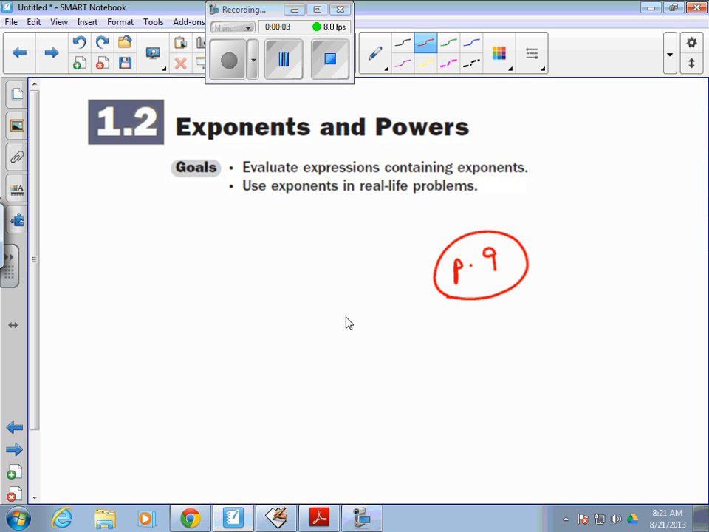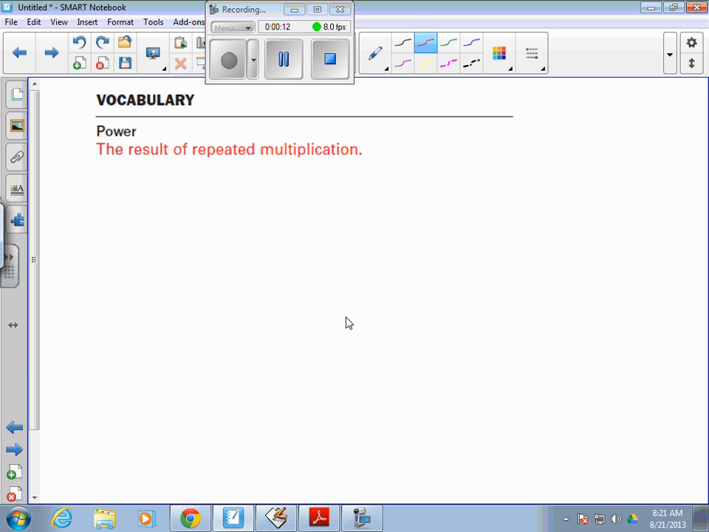Today we're looking at section 1.2, exponents and powers. A couple goals: we're evaluating expressions containing exponents, and we're using them in real life problems. It begins on page 9, with a set of definitions.